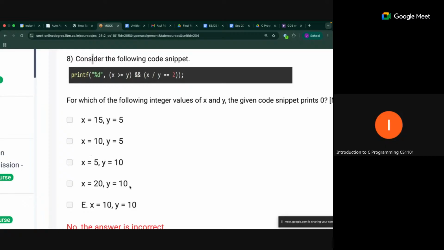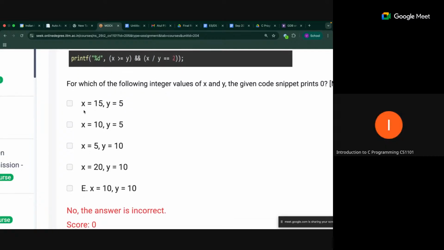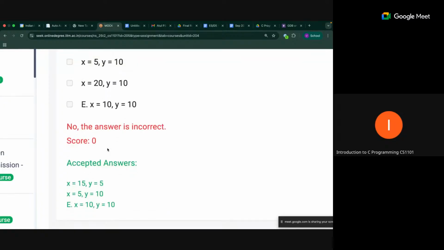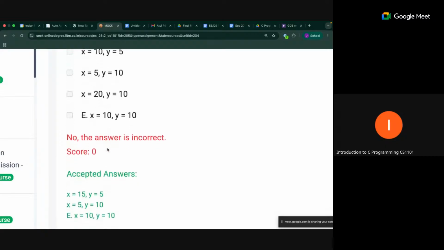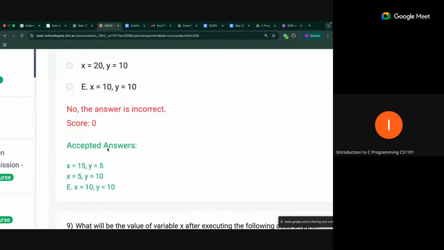20 by 10. What will be the output if I input 20 and 10? It's true, which means it would print the value 1. And 10, of course, 10 is greater than or equal to 10, the condition is true. But what is 10 by 10? It's 1. So the options will be A, then C and E. 15, 5, 5, 10, 10, 10.